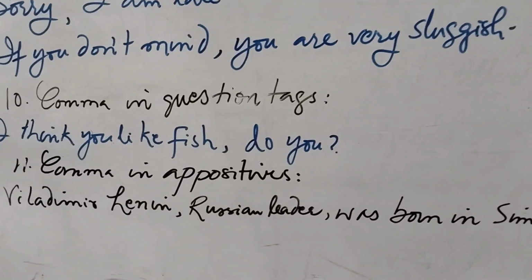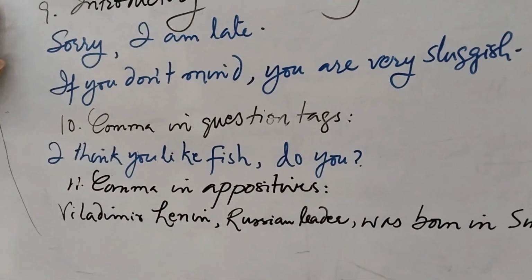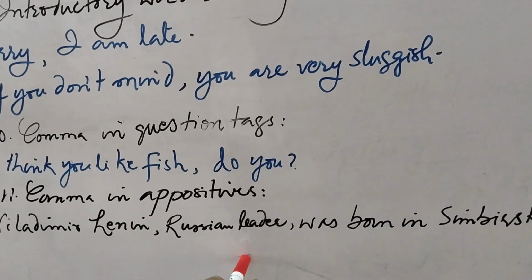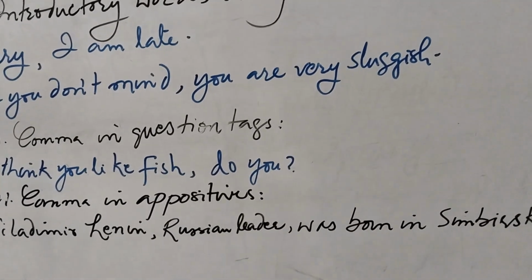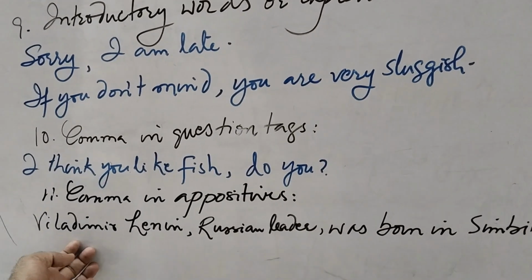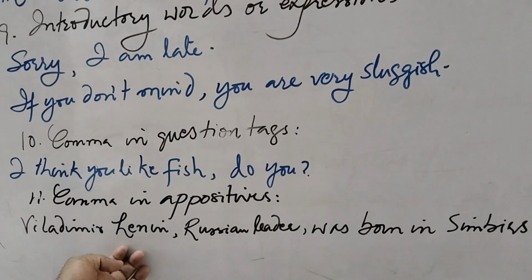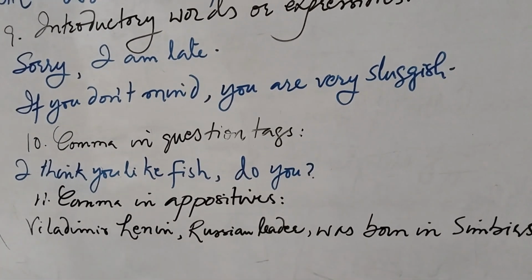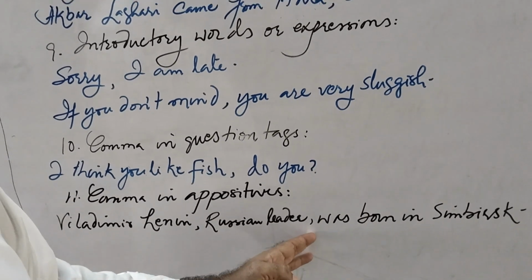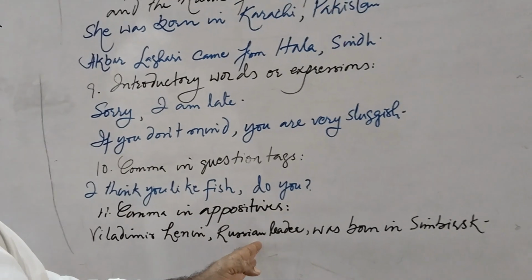We can also put a comma in appositives. Just like we have a sentence: Vladimir Lenin, comma, Russian leader, comma, was born in Simbirsk. So this is an appositive. This is additional information about Vladimir Lenin, and we have to put two commas here, first in the beginning and the second at the end. So these are called appositives.